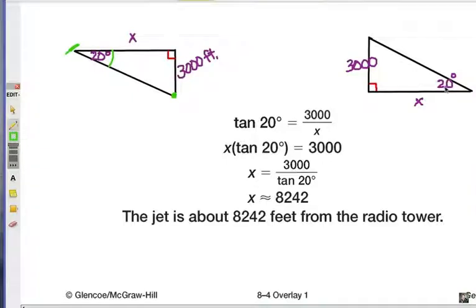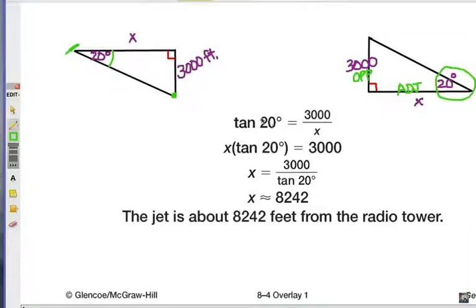If you're more comfortable with the right triangle looking like that rather than upside down, either way, we're going to use the tangent function, because from this reference angle, 20 degrees, you've got an adjacent leg, which is what we're looking for, x, and then the opposite leg, 3,000 feet. So tangent of 20 degrees equals opposite over adjacent, 3,000 over x.